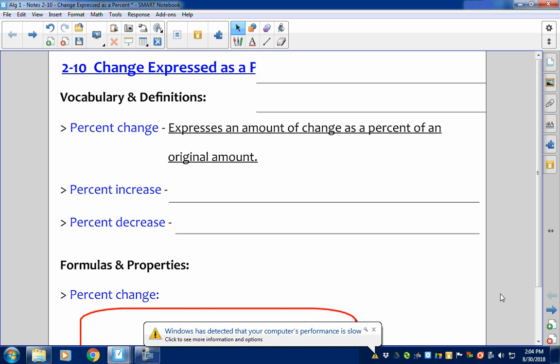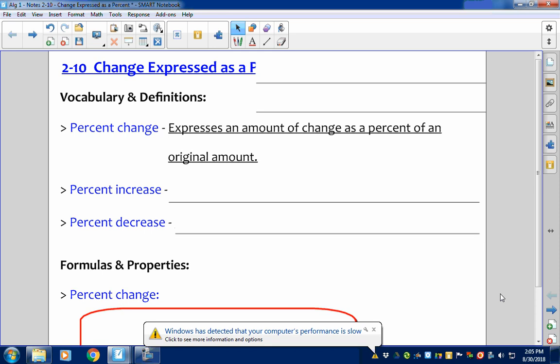Or if I say, for example, there's a sale and something goes from $20 down to $16. So if the original price was $20 and it went down $4, right? $4 over 20. Do you know what percent that is? Checking your calculator. 4 over 20. It's 1/5. What percent is 1/5? 20%. So it would be a 20% decrease.